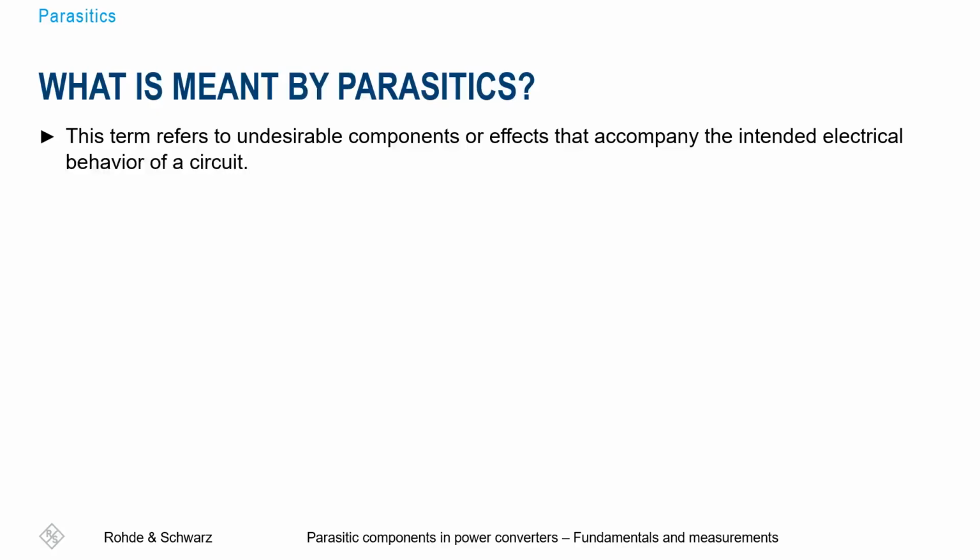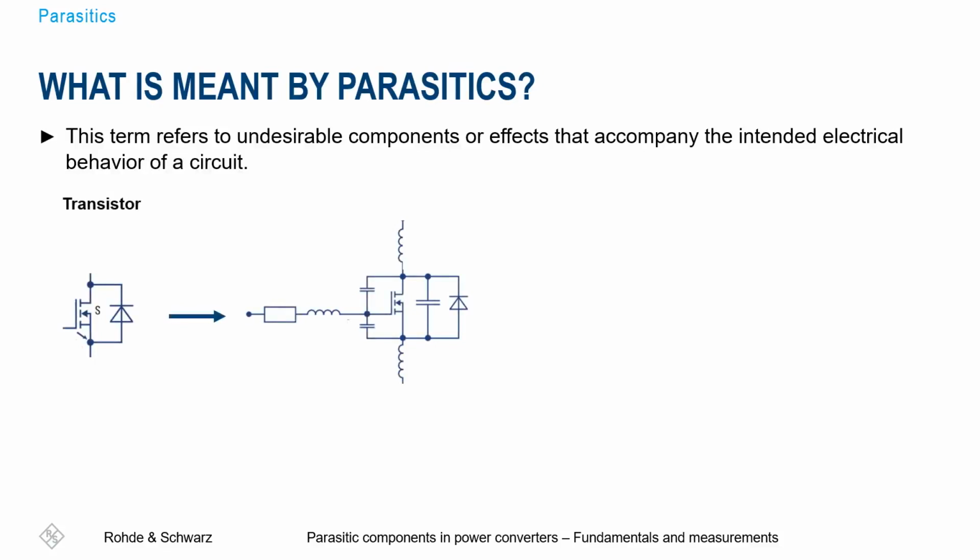In electronics, parasitics refer to undesirable components or effects that accompany the intended electrical behavior of a circuit. These components can include capacitance, inductance, resistance, and impedance, and they can affect the performance of the circuit in unintended ways, such as reducing its efficiency, accuracy, or stability.